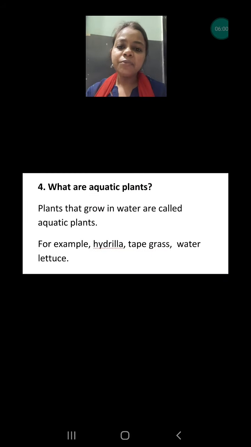So you don't have to write these things or the categories of the aquatic plant. Just define: plants that grow in water are called aquatic plants, and you can write any example as per your convenience. I have written hydrilla, tape grass, and water lettuce.